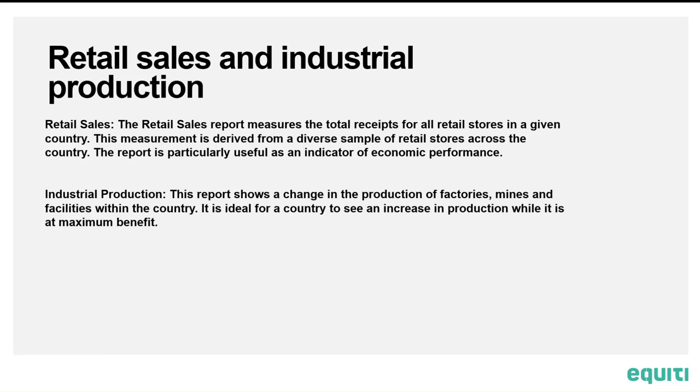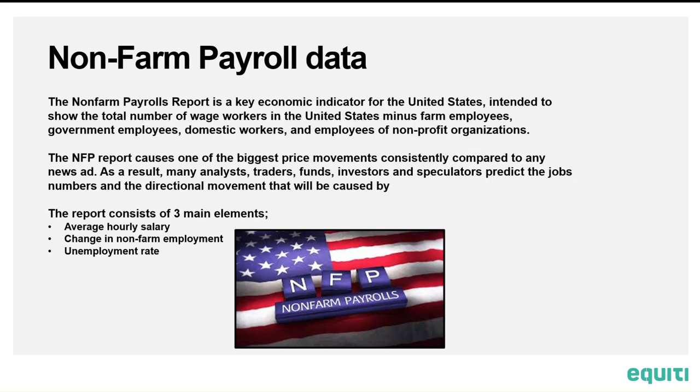Industrial production is on the production side, and it shows a change in the production of factories, mines, and facilities within the country. It is ideal for a country to see an increase in production while at a maximum benefit.